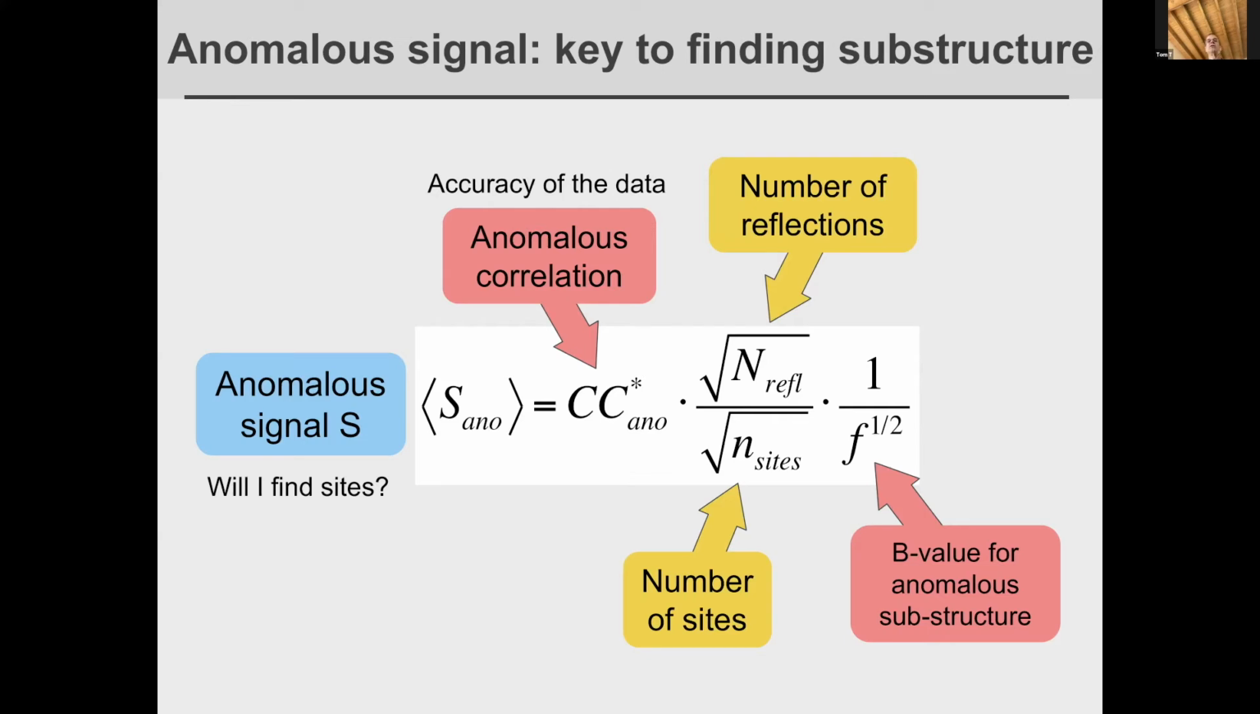So more sites makes it harder to find the substructure. And then the last part is, is the anomalous substructure ordered? We talked about that. And basically it comes down to a factor that says what fraction of our reflections are contributing in a substantial way. Okay, so next slide.